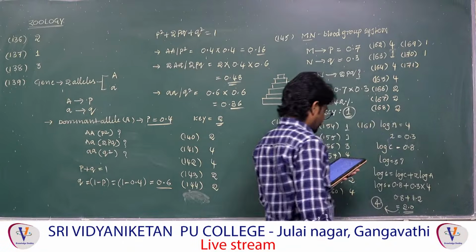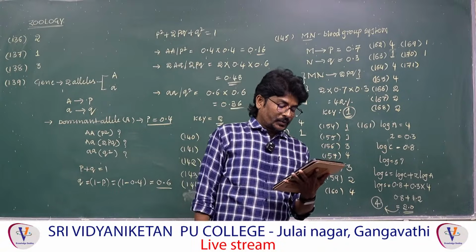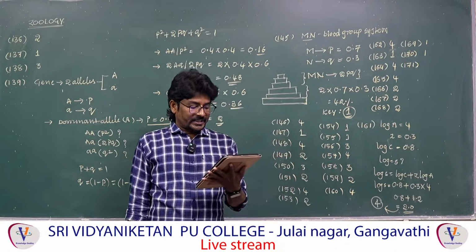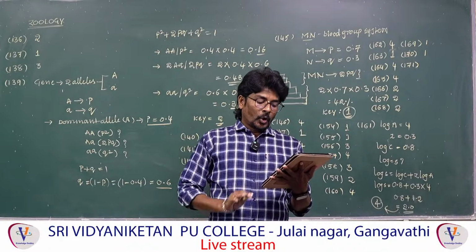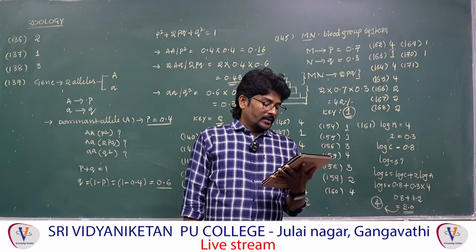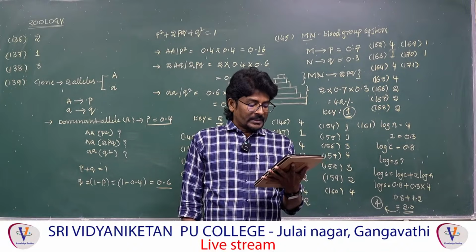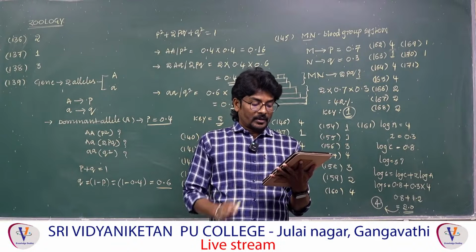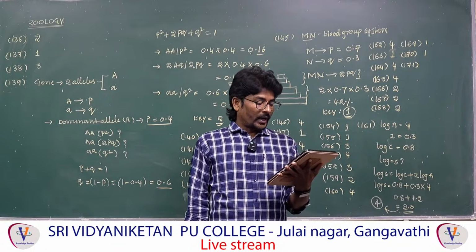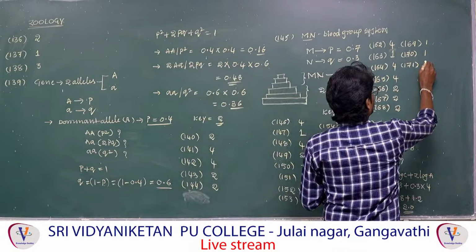171. If a husband is Rh positive and wife is Rh negative, then no problem with the first child, absolutely right. Second child would have anemia, correct. Second child would be normal, no chance. So, 1 and 2 are right. So, option 4.